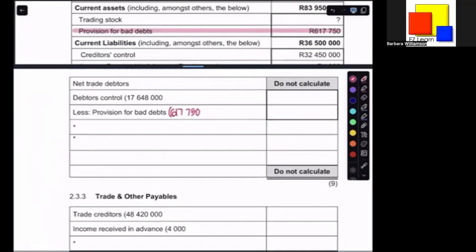Now, you might want to immediately go and pop this in creditors control, but remember that that's the beginning of the year figure. We can ignore it for now. We don't yet know why we need it.